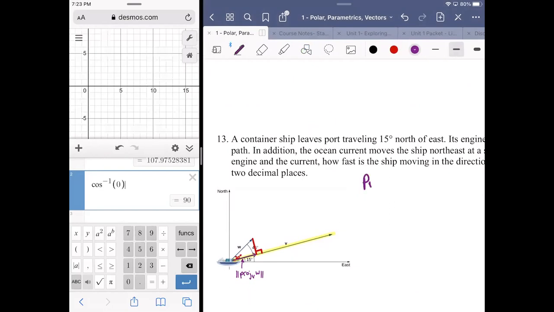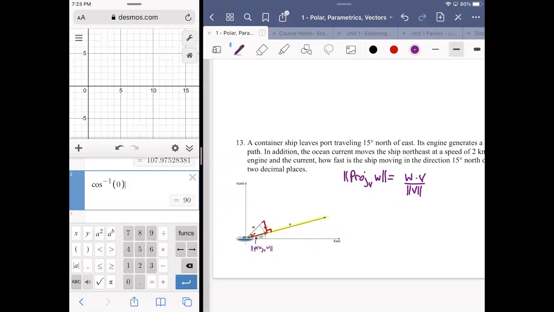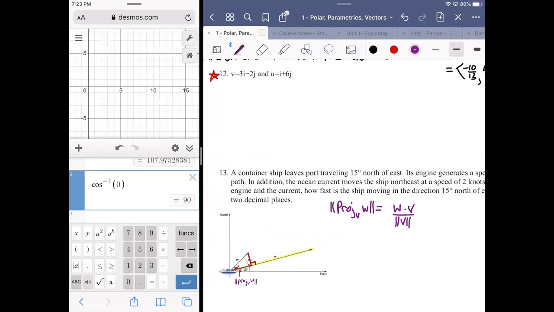The projection upon V of W, we're looking at W dot V over the magnitude of V. And just kind of chuck it in there, just have it ready to rock and roll. All right. Again, we got the angles, so we'll take care of that in a minute. The ocean current moves at a speed of 2 knots. So I know that the magnitude of W is 2.